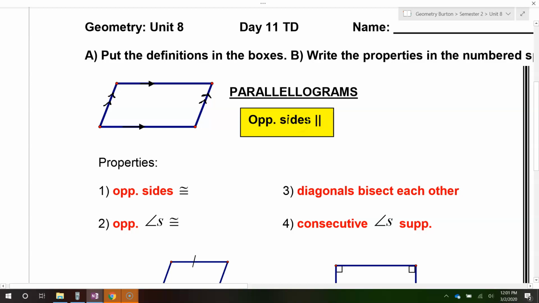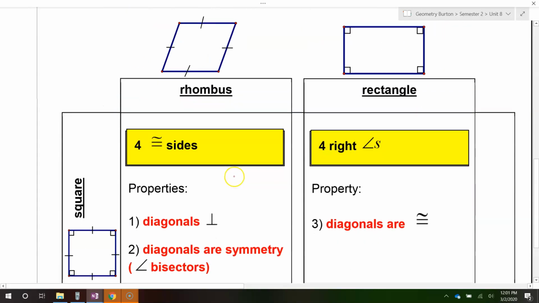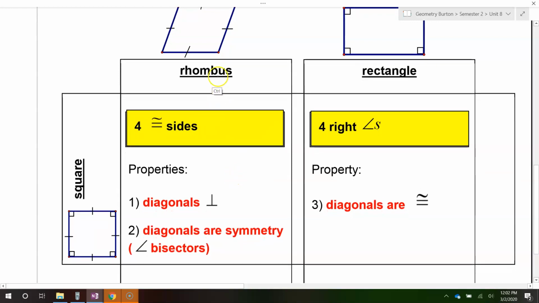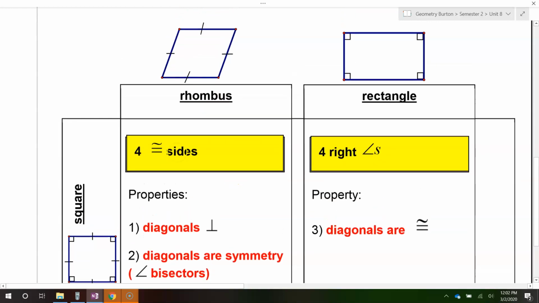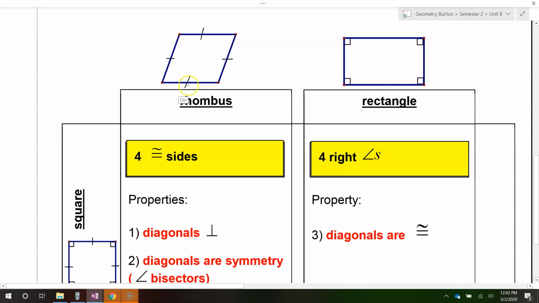Sides parallel. So if you see opposite sides parallel, it's a parallelogram. These arrows mean that these sides are parallel. A rhombus has 4 congruent sides. So if you see 4 congruent sides, that's a rhombus.